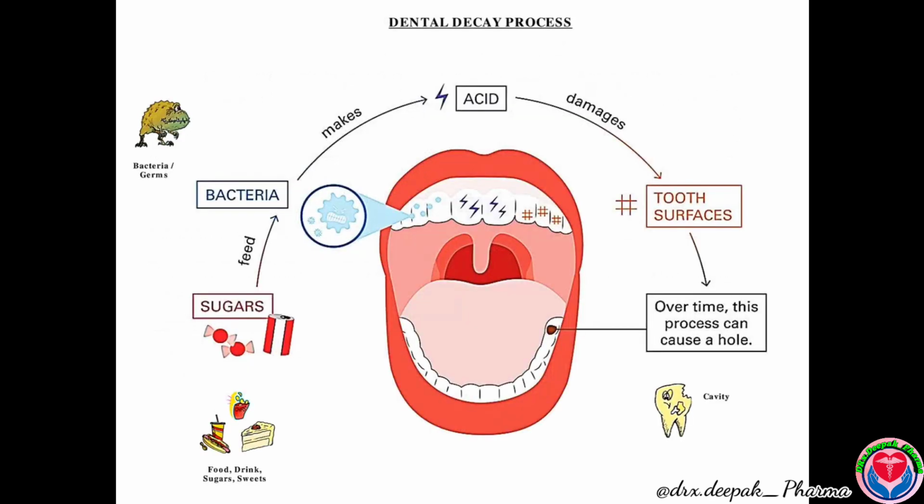So in the dental decay process, you can see this is the food, and when the sugar content of that food reacts with the bacteria, it produces an acidic condition, and that will damage the tooth surface. Over time this process can cause a hole, that means a cavity. It is the complete process of decay.